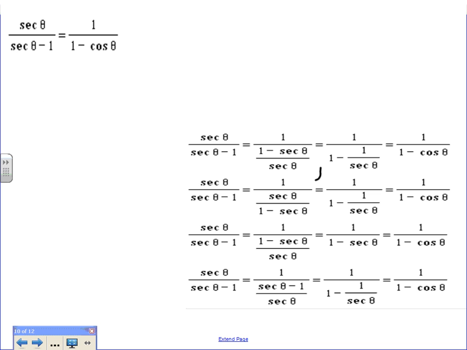Now, let's actually work this out. To understand what's happening, I'm going to write 1 over the reciprocal of that. So try to think with me: 1 over the reciprocal of that. That would be 1 over, and now the reciprocal of secant theta over secant theta minus 1 would be secant theta minus 1 over secant theta. If you'll notice, all the first steps there were the same. So now we have to figure out what they did in the next step to get to that.